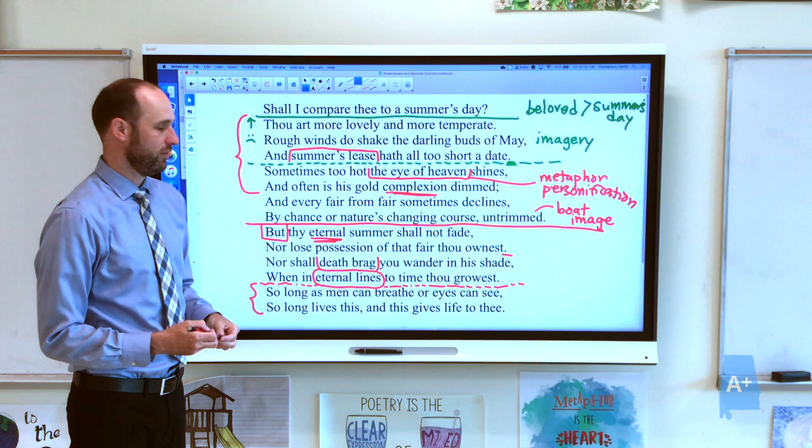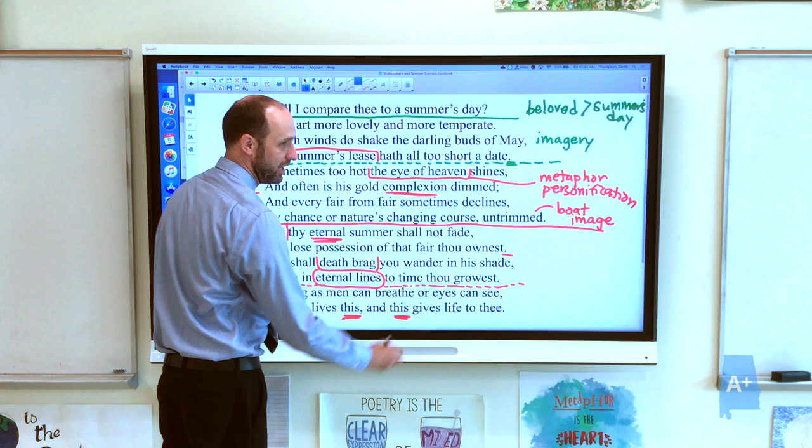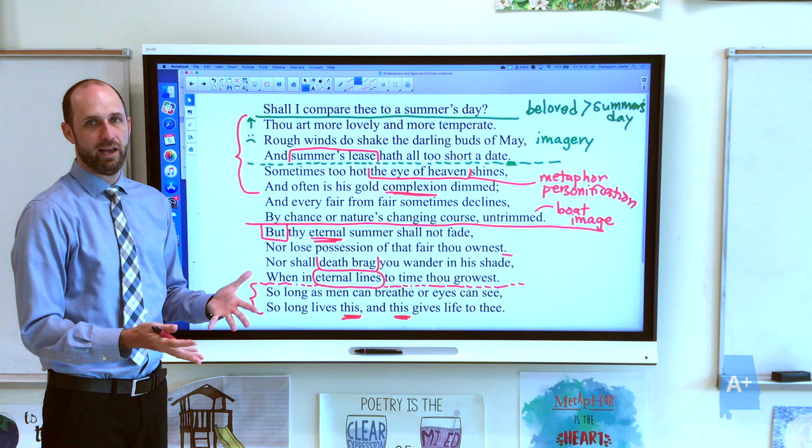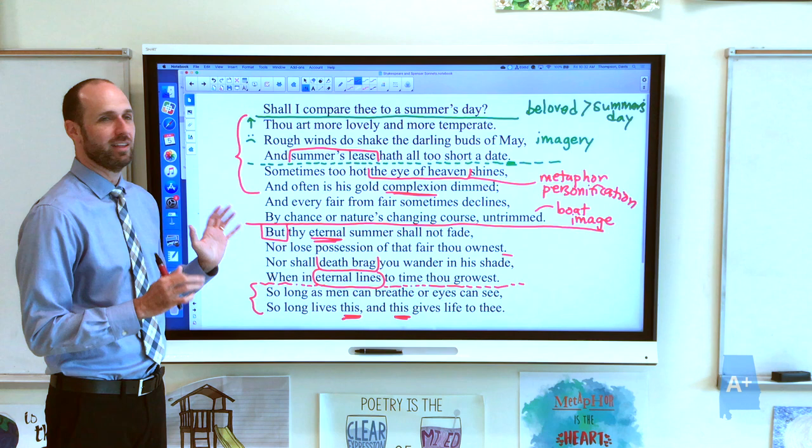"So long as men can breathe or eyes can see, so long lives this," meaning this poem, "and this poem gives life to thee." Every time we read this poem, the woman to whom he was writing is memorialized and kind of lives again in our imagination. And as cheesy as that might be, we are still reading the poem. So Shakespeare wasn't particularly wrong in that he wrote something that stopped time.